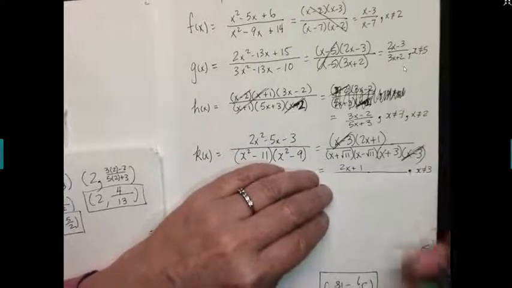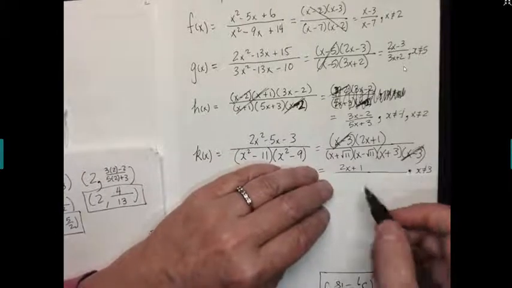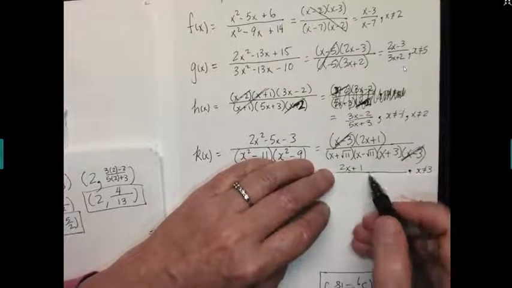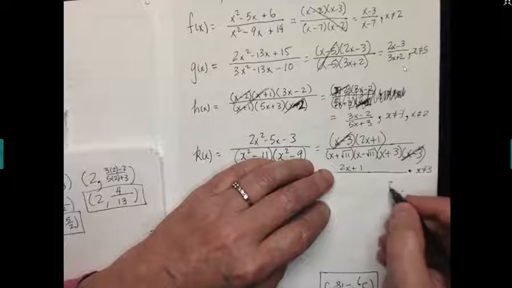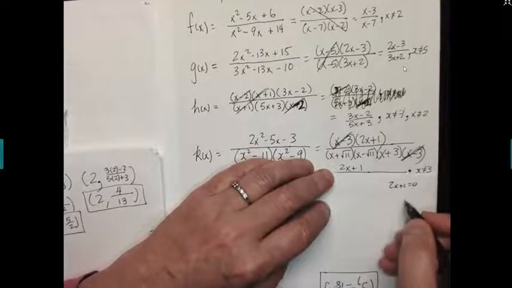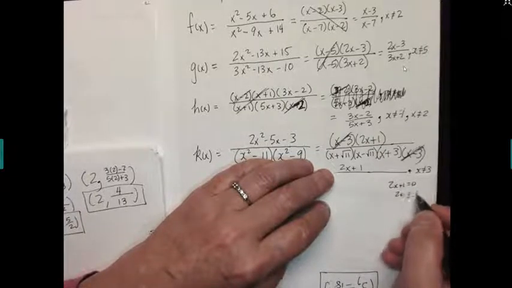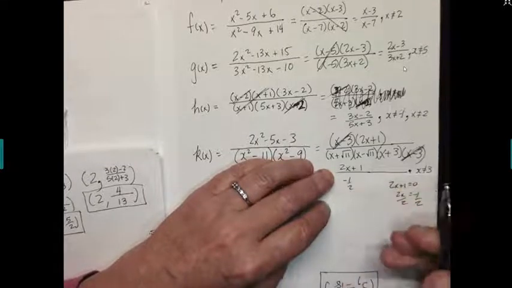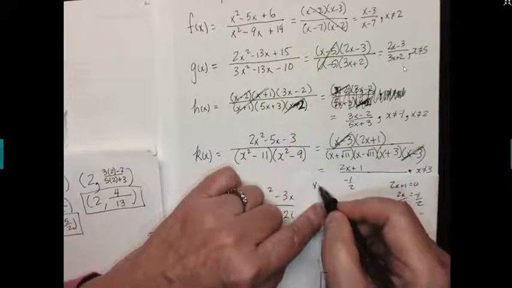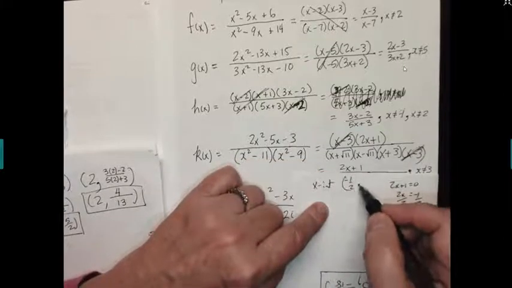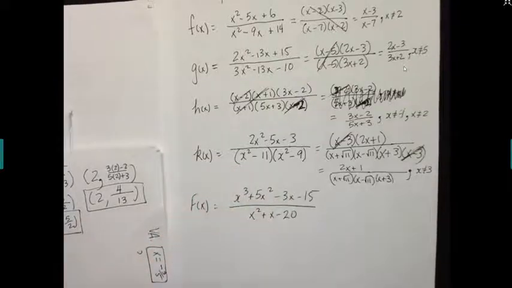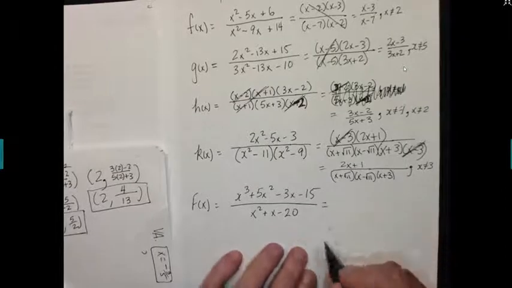X-intercepts are found at zeros of the numerator after cancellation, and we should be able to see that negative 1/2 is a zero of the numerator. What will make the numerator equal to 0? So negative 1/2 is a zero of the numerator. After cancellation, that's all there is, and so I have one x-intercept. It's negative 1/2 comma 0. And then the last one is this one.